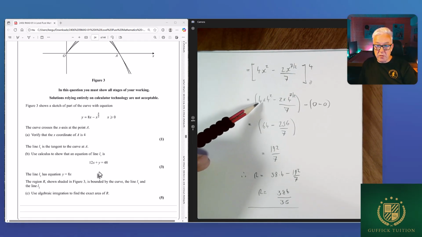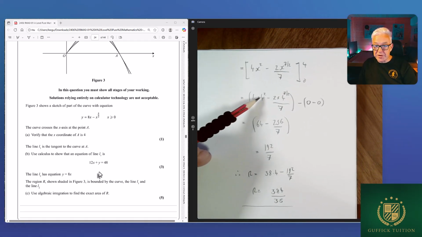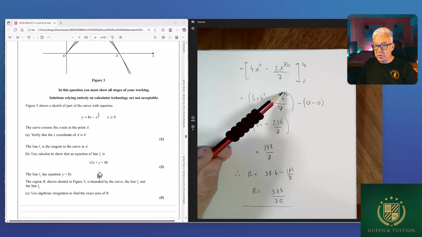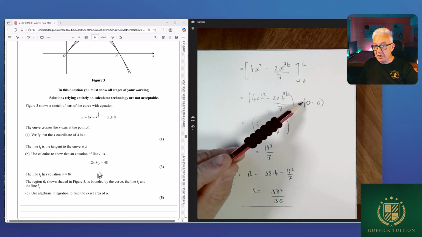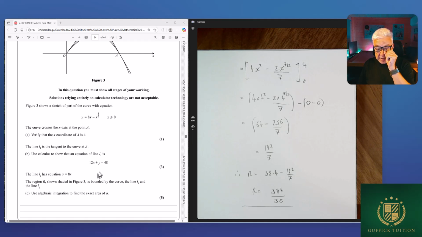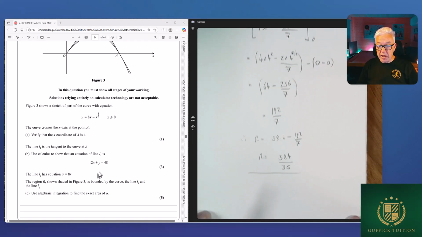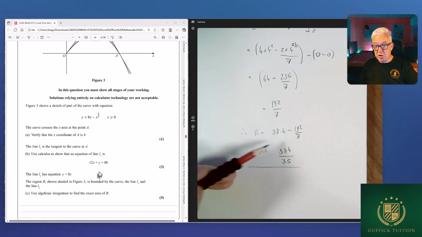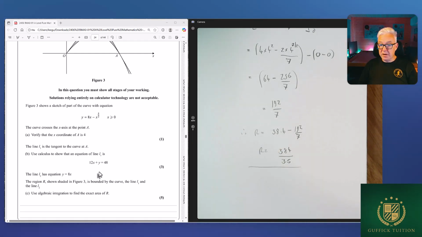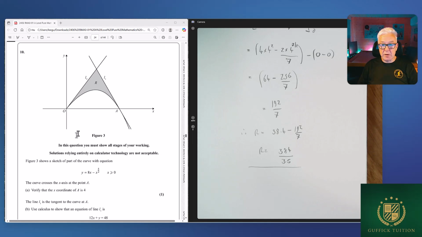So subbing in, we're going to get 4 times 4 squared minus 2 times 4 to the 7 over 2 over 7 minus nothing. And that turns out to be an area of 192 over 7. So therefore, the last step, our area R, is the triangle, take away the area under the curve, and that gives us a fraction of 384 over 35. I'm going to leave it like that because of the way that the question says find the exact area for R. And that's a nice little integration, finding areas kind of question.